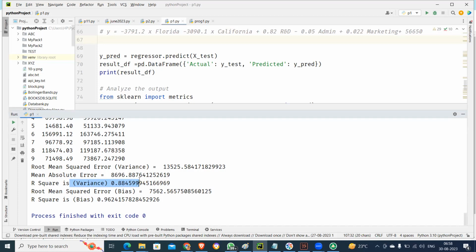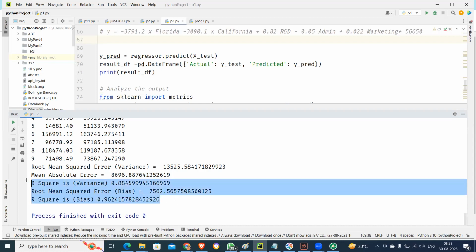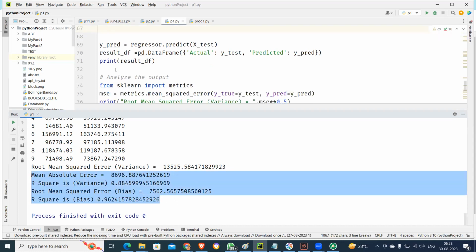Variance will be less only, right? Variance is your validation data, test data. So, it will be less. It is less. But now you see how much less it is. Okay, so what I'll do is copy this and paste it here.